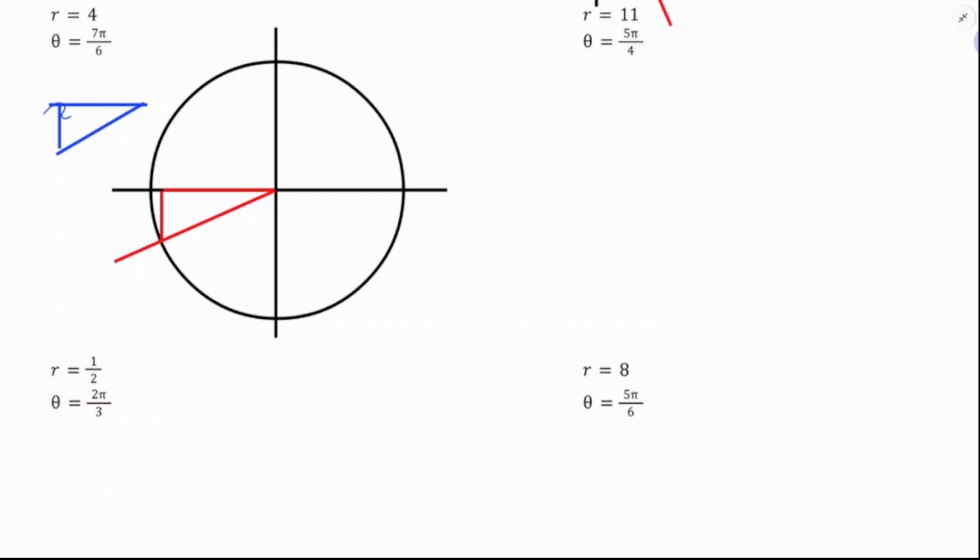Label it short leg, longer leg, hypotenuse. Okay, think about what's going to be negative. Both of them are going to be negative. He told me the radius of this circle is 4. So the hypotenuse of the red triangle is 4. I'm going to scale them up by a factor of 4. 4 times a negative half is negative 2. 4 times negative root 3 over 2 is negative 2 square root of 3. And then the coordinates of the point are going to be x equals negative 2 square root of 3 and y equals negative 2.